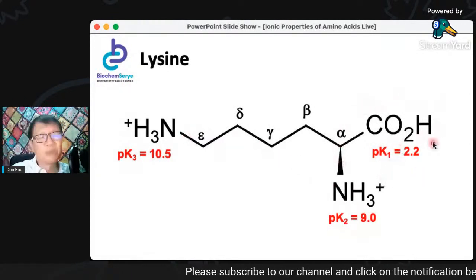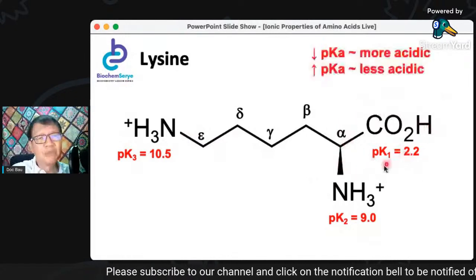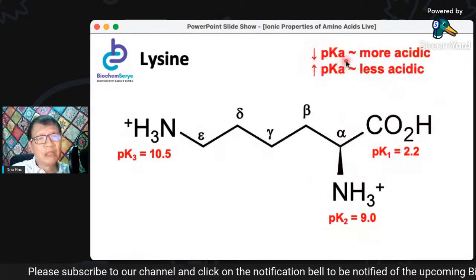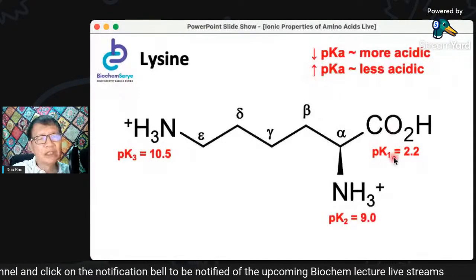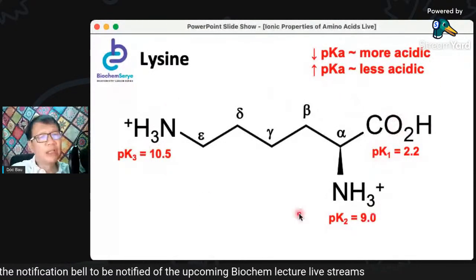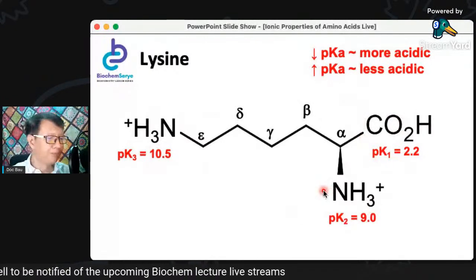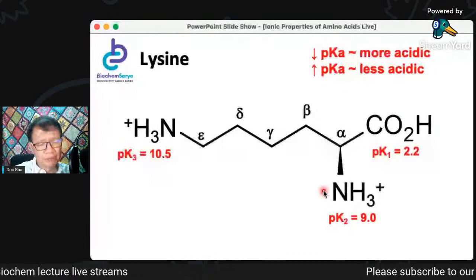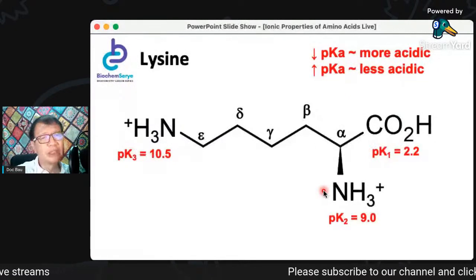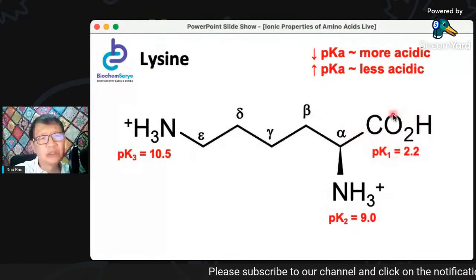Deprotonation first is your alpha carboxyl. Again, the lower the pKa, the more acidic; the higher the pKa, the less acidic. But if we're going to titrate lysine, what is the sequence of deprotonation? The first to deprotonate will be the most acidic, so it's your alpha carboxyl.